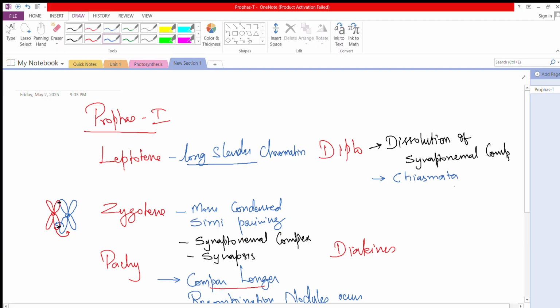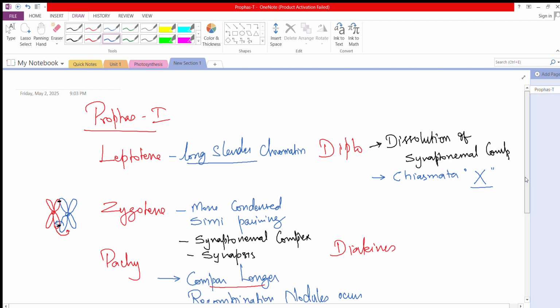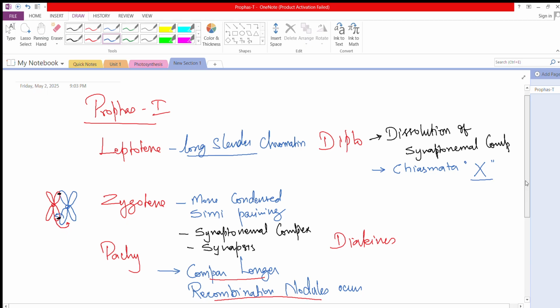Chiasmata. This represents the alphabet X. So we can say the X-shaped structure of chromosome after crossing over, which happened at pachytene, right? At that point alone, chromosome will remain together. All other junctions, for example, in my picture, I have mentioned there is two synaptonemal complex.